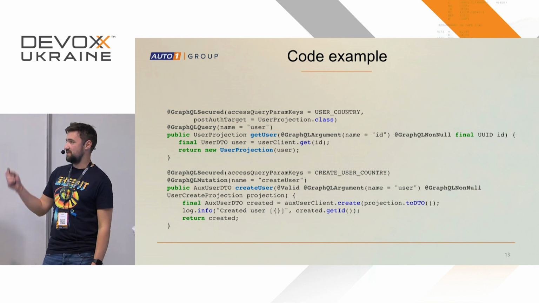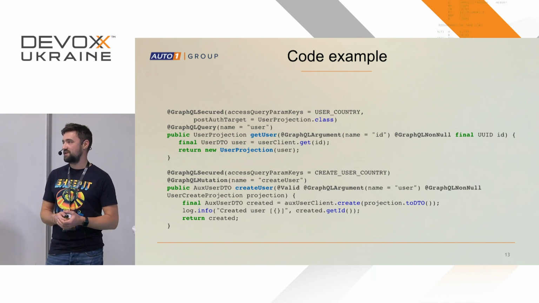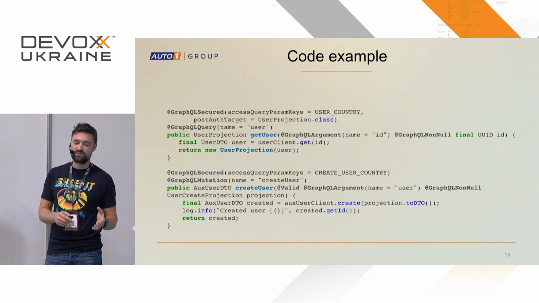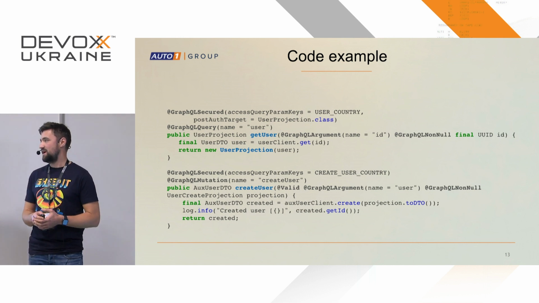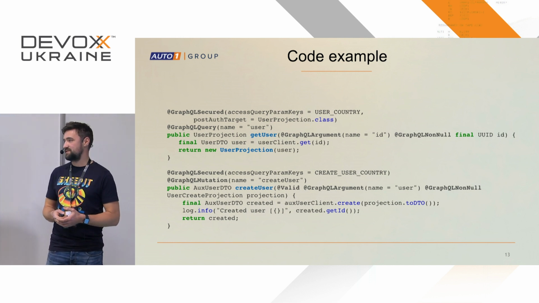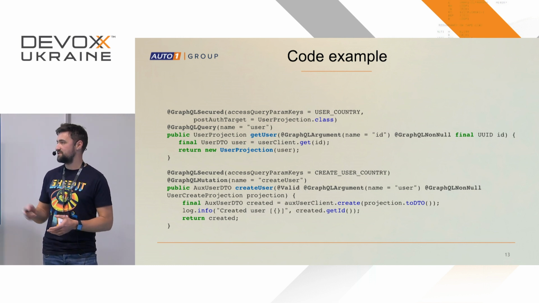We have some more parameters on top. The access query parameter key means that we want to check the user country, and the post authorization target means that we want to use this post authorization filter against the user projection. The code itself is quite simple in this case: use the API client, get the user by ID and return the projection for it. So the main idea is about these security things.